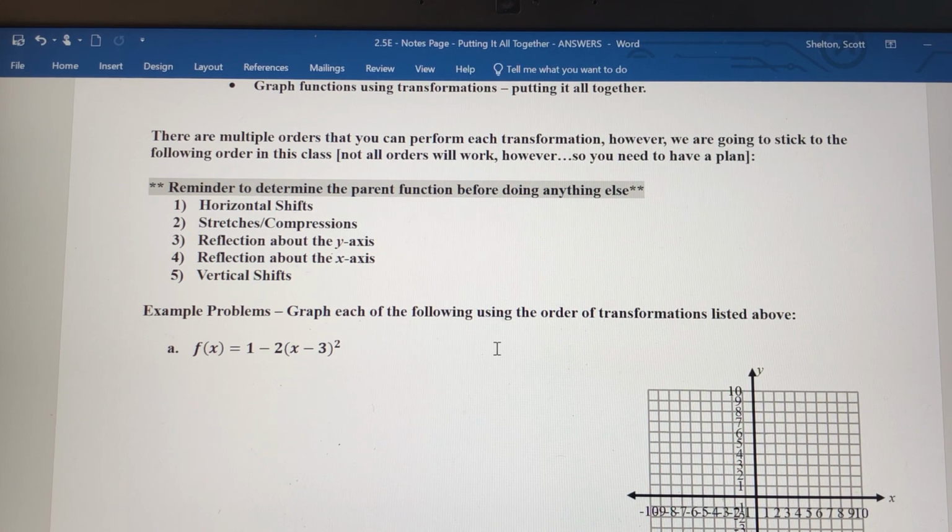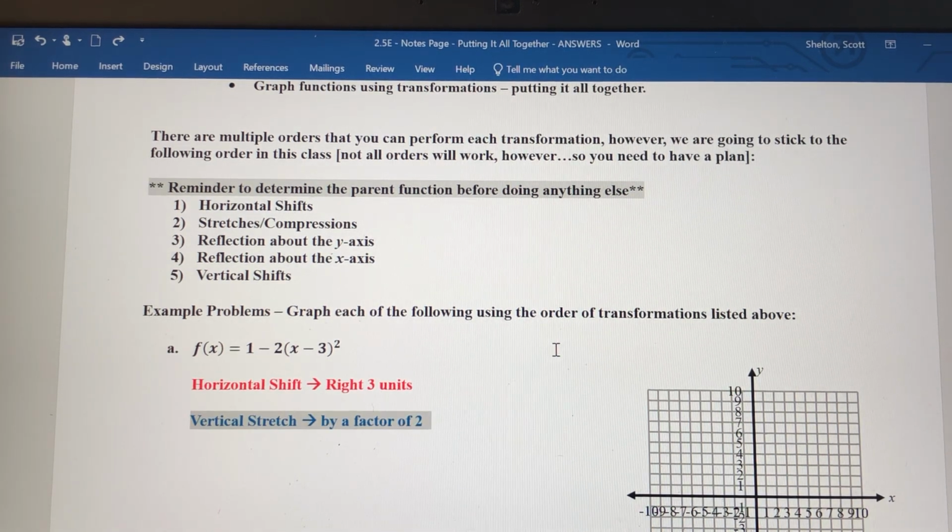So again, our parent function is y equals x squared, or f of x equals x squared, okay? Our first transformation is going to be a horizontal shift. Okay, so we look inside the parentheses here, and we know we're going to shift to the right 3 units. Remember, it's kind of counterintuitive. It's the opposite of this negative 3 here. We're going right 3 units. Okay. Next thing we want to do is any stretches or compressions. Now, there's no coefficient of x here, so there's no horizontal stretch or compression. There is a coefficient out here. This 2 is going to be a vertical stretch by a factor of 2.